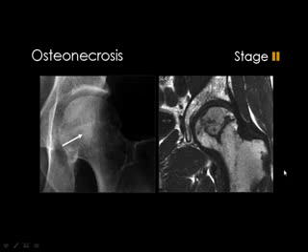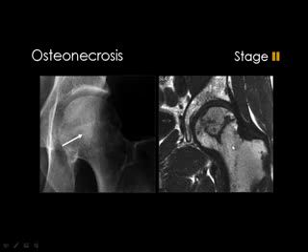Then look at this plain X-ray and MRI. In the plain X-ray, you can hardly see a lesion. This arrow points to some sclerotic area here, but the femoral head is smooth, there is no collapse, and then in the MRI T1 weighted image, you got a line. Then you are dealing with avascular necrosis.